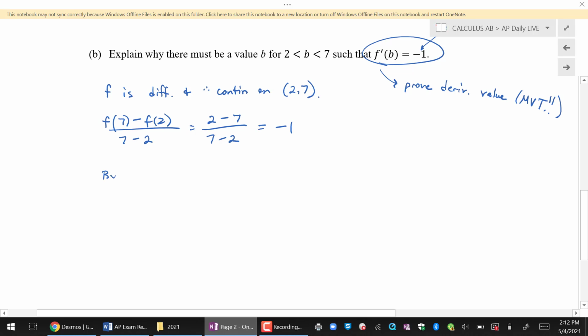So in conclusion, I'll say by MVT, make sure you state the name of the theorem, there exists a value B on the interval 2 to 7 such that f prime of B is equal to -1. There's a mean value theorem proof.